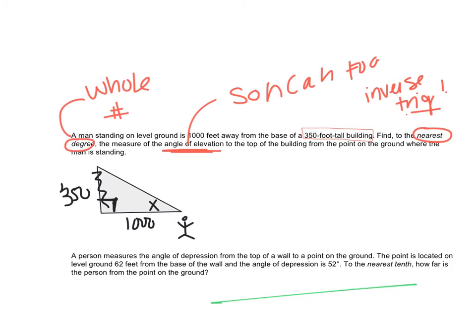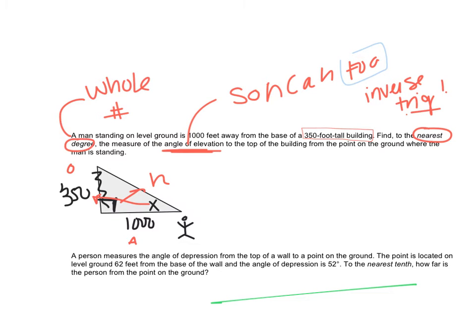Okay. And then this just becomes a basic trig problem. The first thing we want to do is label our hypotenuse, which is across my right angle, my opposite, which is my 350, and my adjacent, my 1,000. So now I need to ask myself, what am I dealing with? I have my adjacent, and I have my opposite. That means I am dealing with tangent.